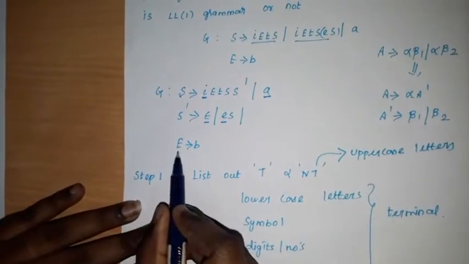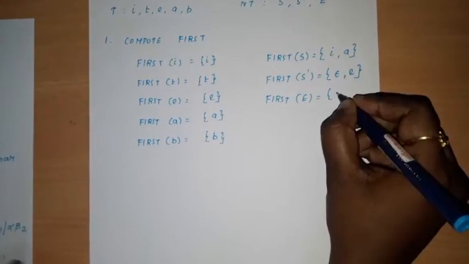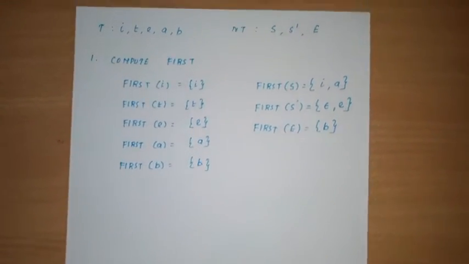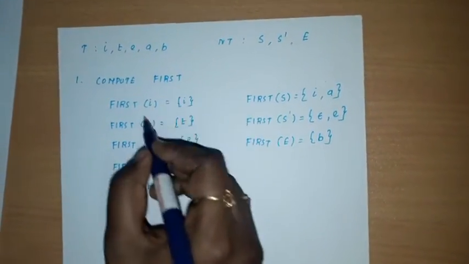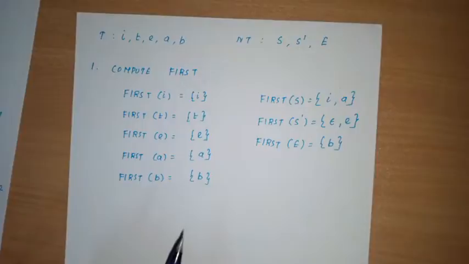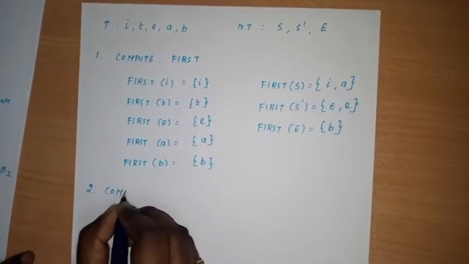So see the original grammar. Here first of E, the right side production of the E contains a single terminal value. So write the terminal value for first of E. So now we are done computing first value for all terminal and non-terminal symbols. Then the second step is compute follow value.